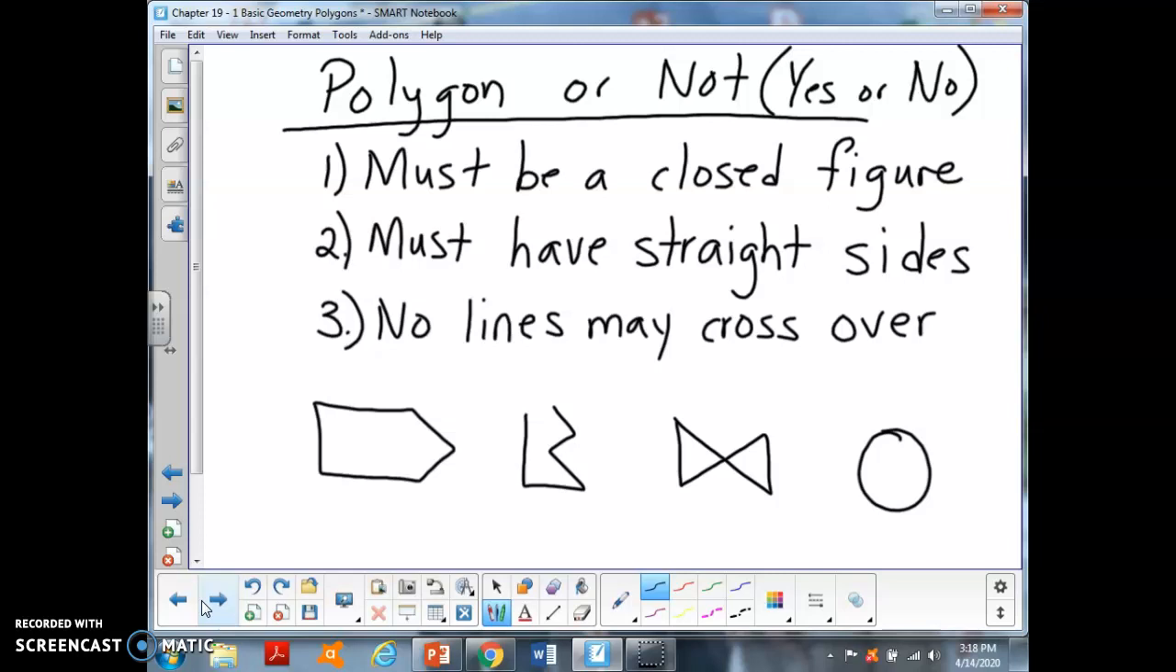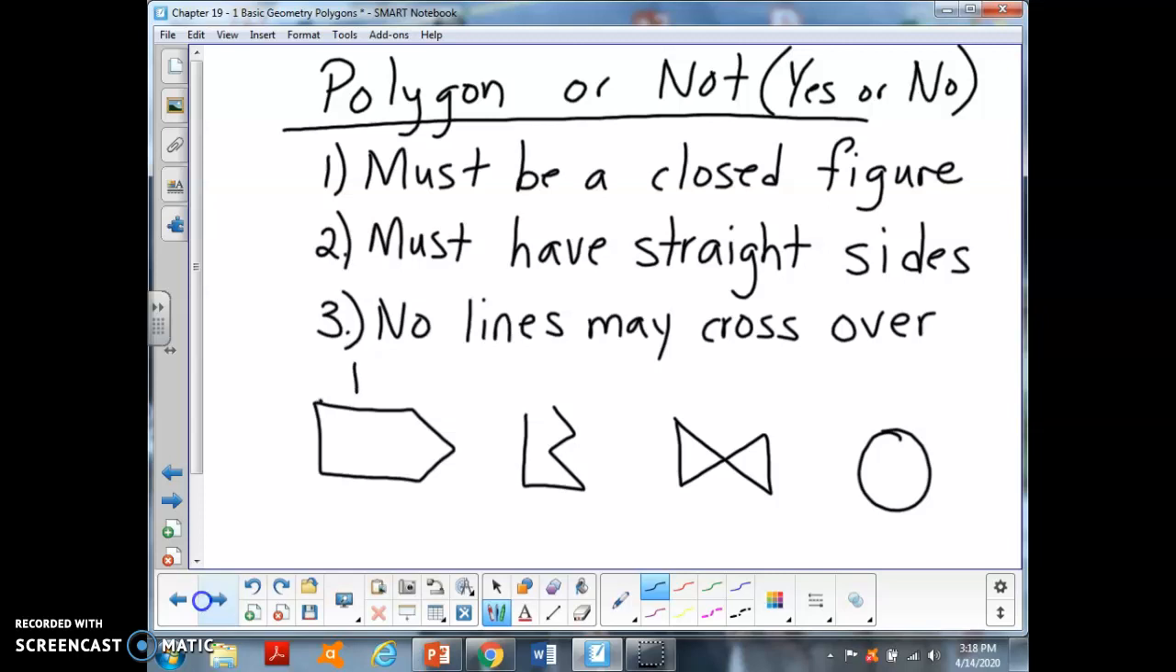Polygon. On the bottom of your sheet today, you're going to have to label polygon, yes or no. 1, must be a closed figure. It cannot be open in any way. 2, must have straight sides. Can't be curved or circled. And 3, no lines may cross over.